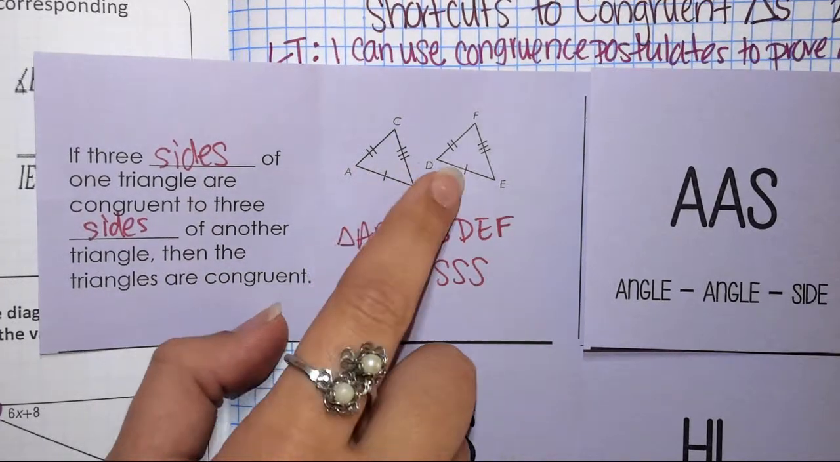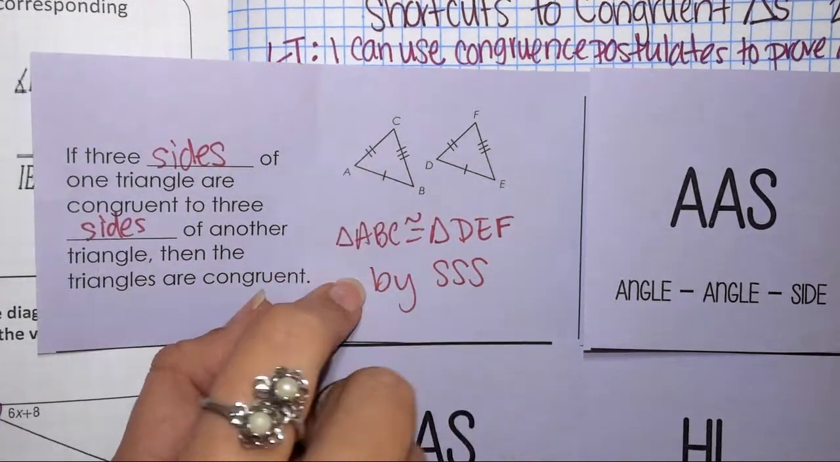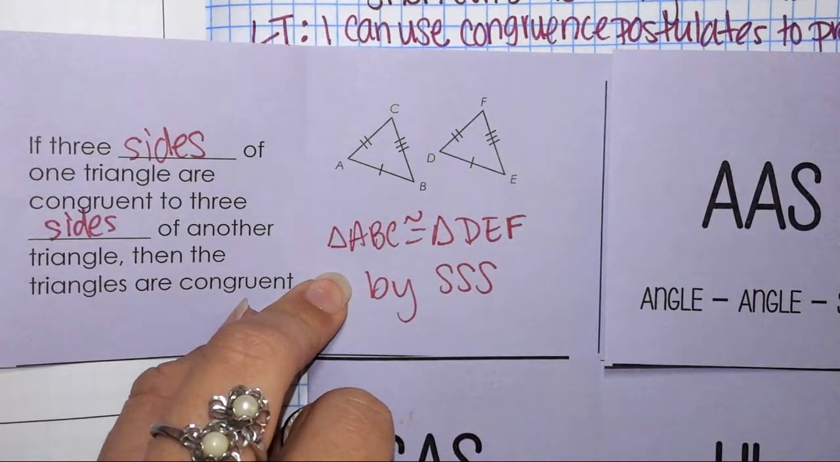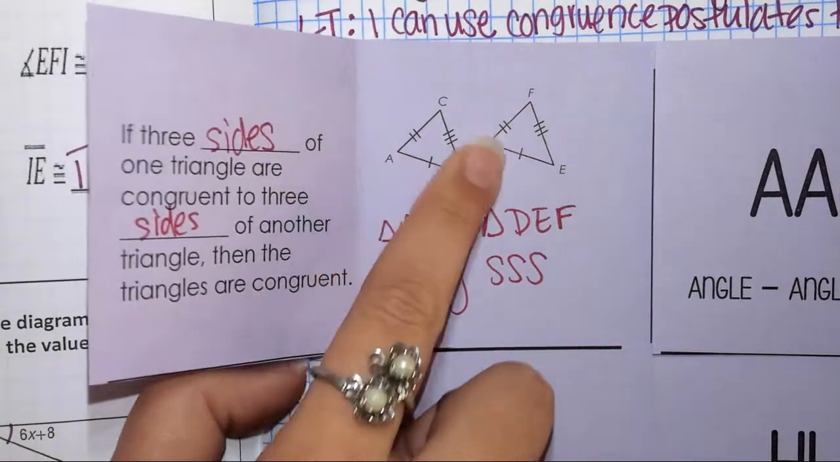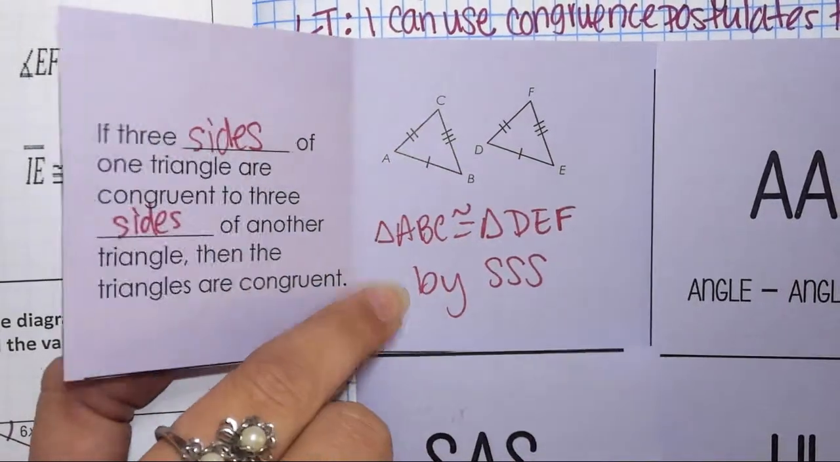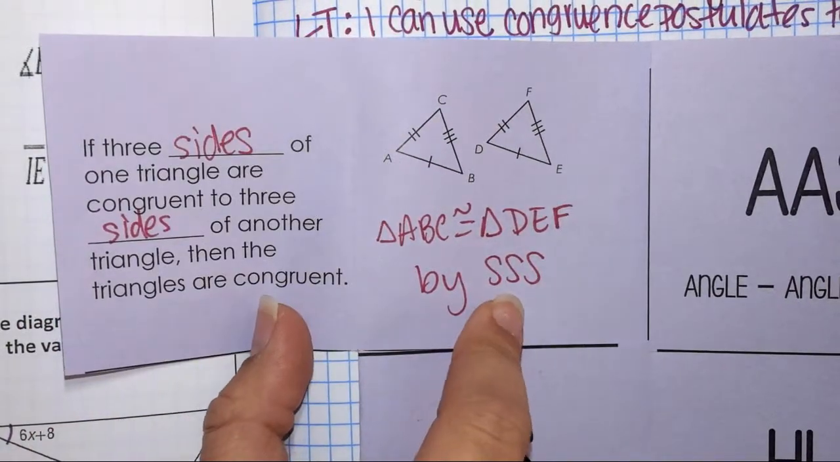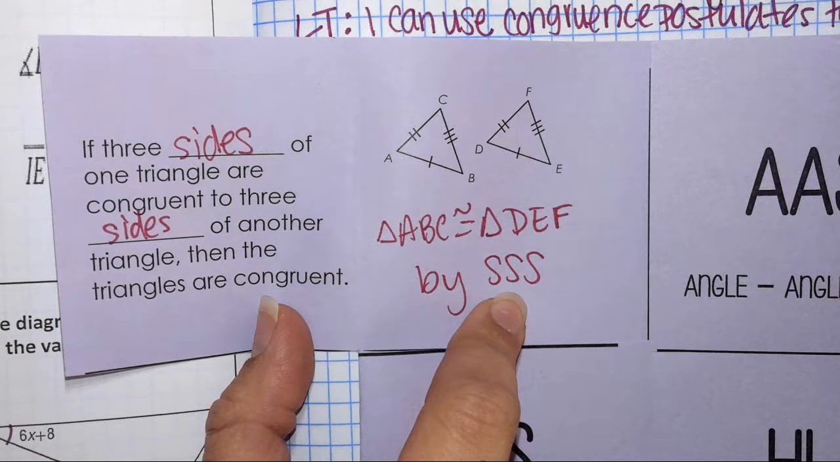Now, AB is congruent to DE. AC is congruent to DF. BC is congruent to EF. And since all the sides are congruent, the triangles are congruent by side, side, side. Please look at your homework sheet that I gave you.